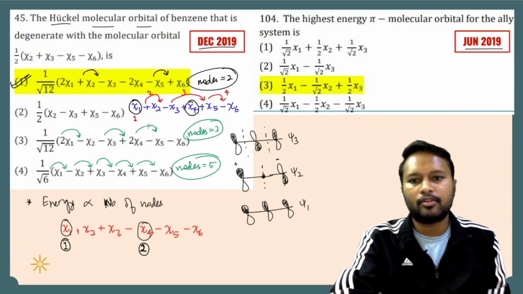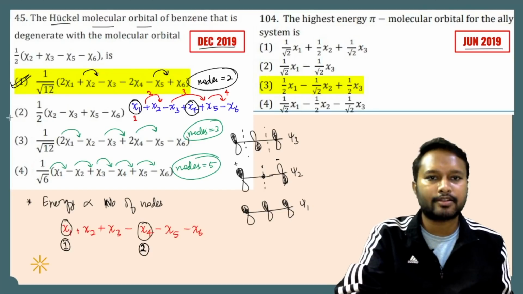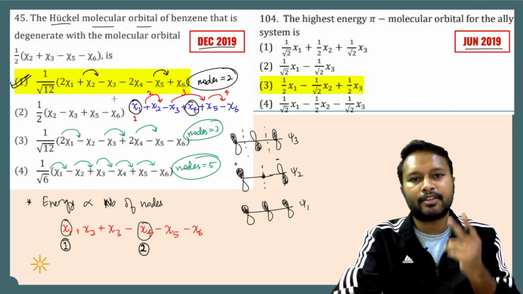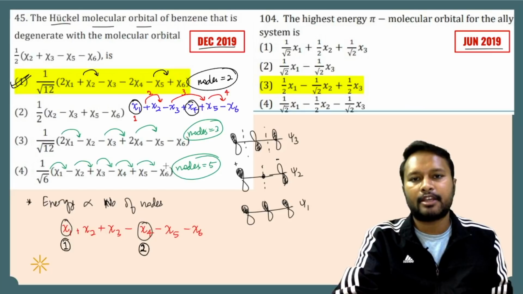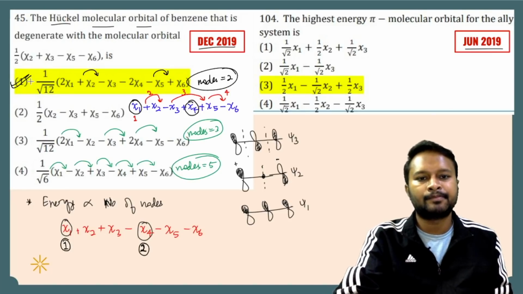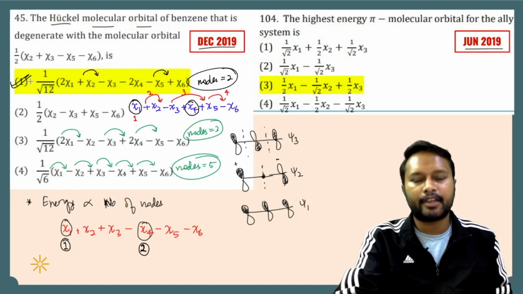So 4 nodes. You got 4 nodes in option number 2. Again, that is not the correct one. The only option which has 2 nodes is option number 1. Okay, so that's the correct one. This was a little tricky, but you just have to count the number of nodes.